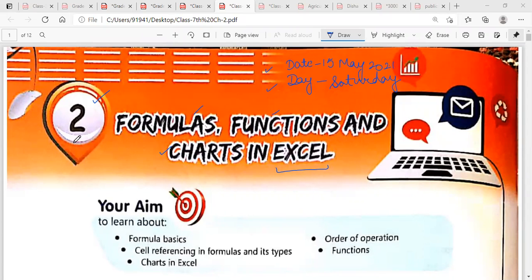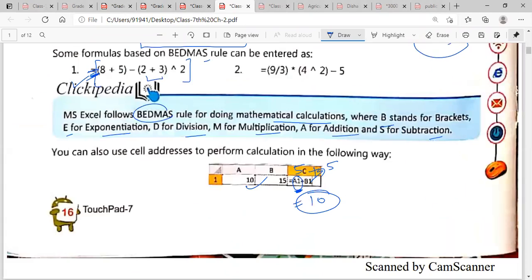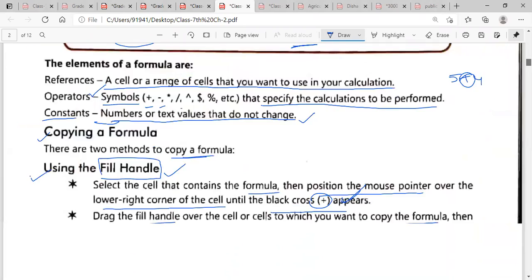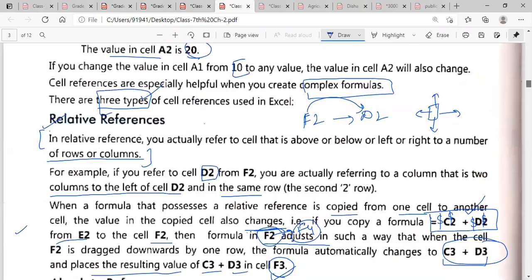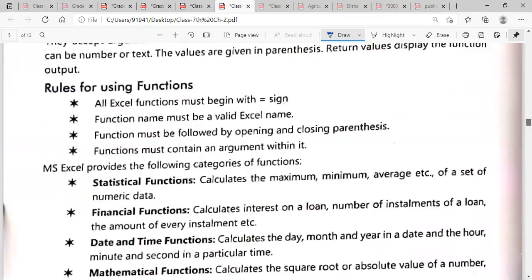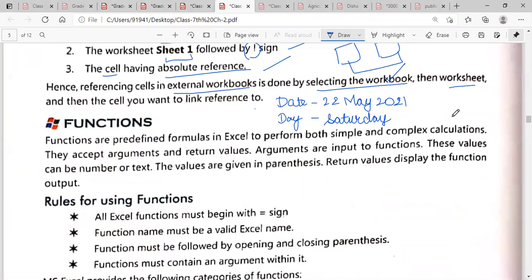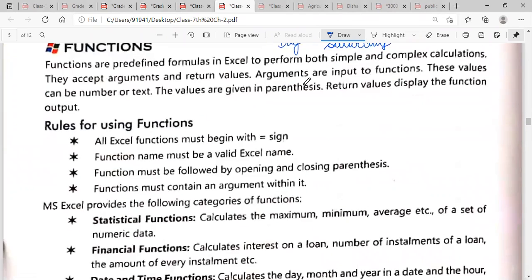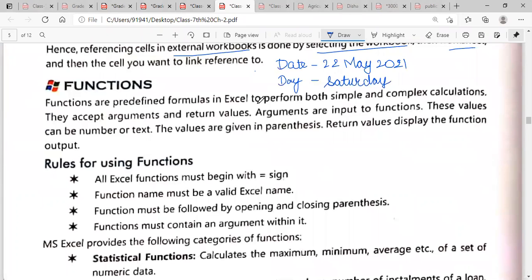We were doing chapter number 2, whose name was Formulas, Functions and Charts in Excel. And we have covered a few topics. Today we will start from a topic, functions. Okay, now first write the date and day on the top of this topic.